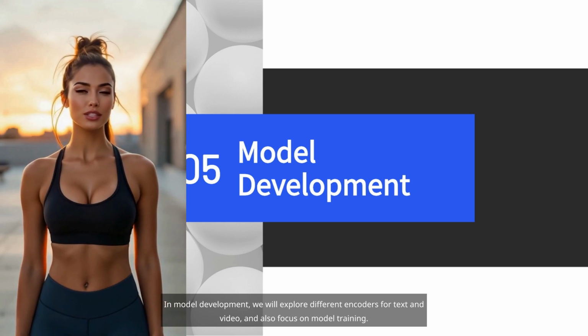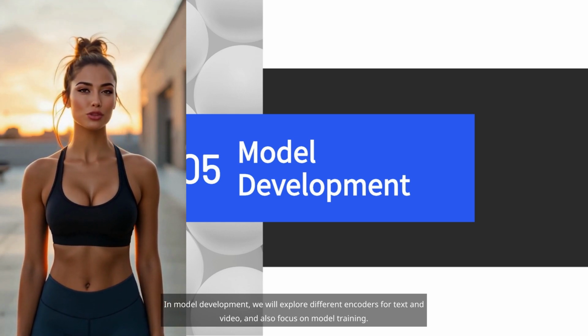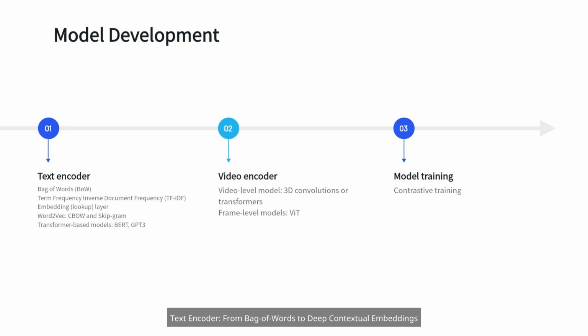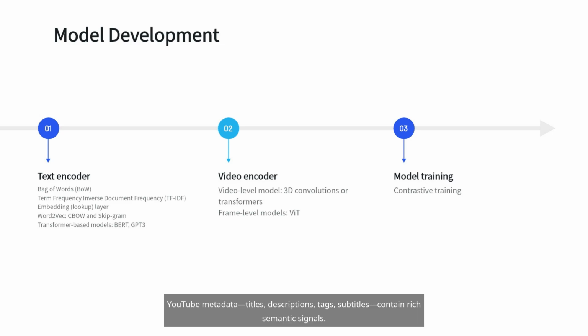In model development, we will explore different encoders for text and video and also focus on model training. Text encoder, from bag of words to deep contextual embeddings. YouTube metadata, titles, descriptions, tags, subtitles contain rich semantic signals. The challenge is to encode them into vector representations that meaningfully capture linguistic and contextual nuance.